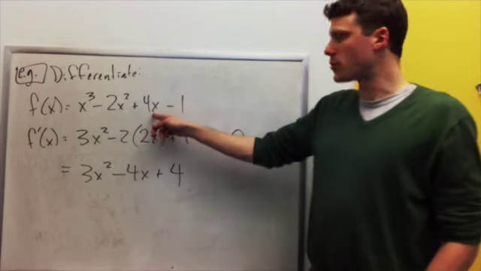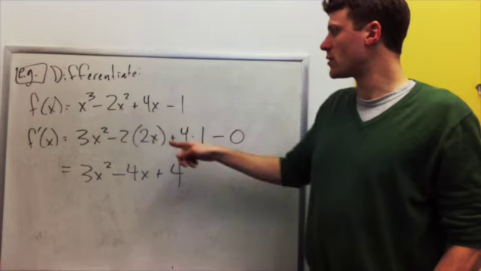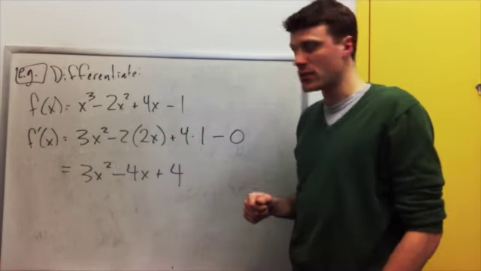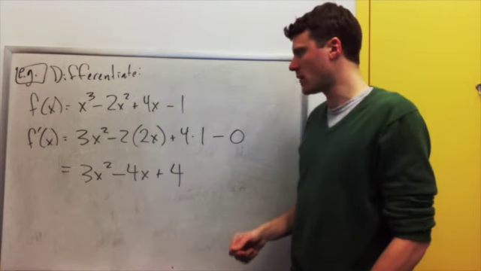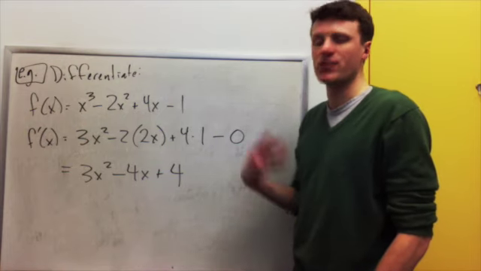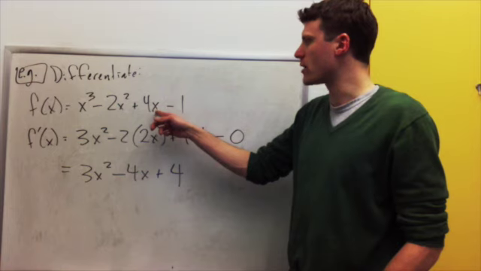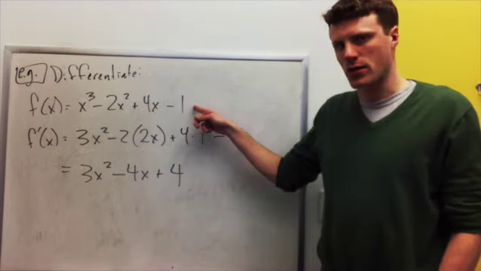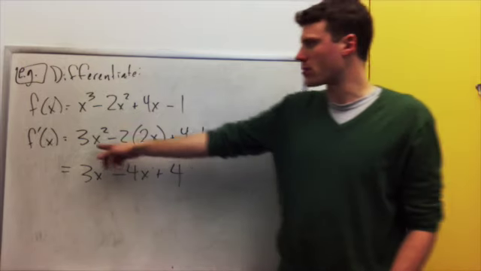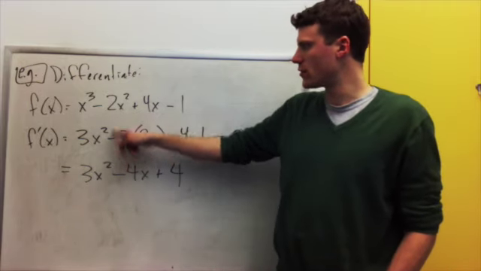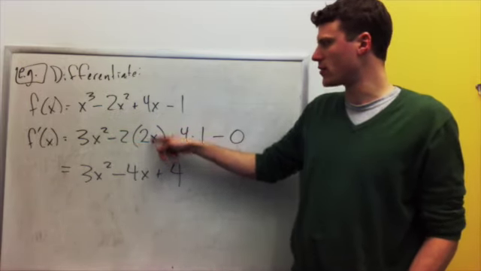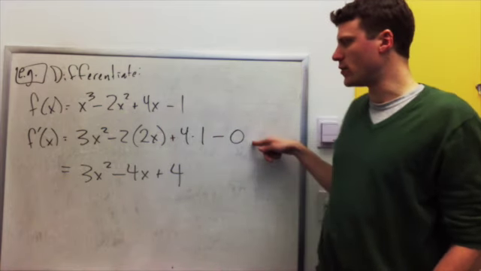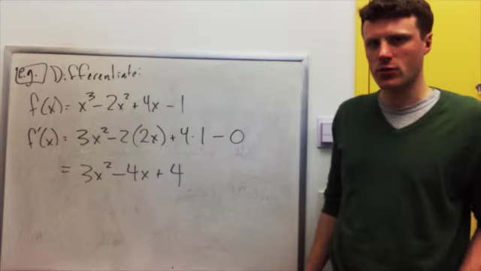Next, the derivative of 4x. Well, this is again a constant multiple, so I'll leave the 4 there. And then the derivative of x is 1. We already talked about the fact that the derivative of x is 1. It's the same thing as x to the 0. Anyways, so the derivative of x is 1, so I get 4 times 1. And finally, the derivative of a constant is 0. So 3x squared minus 2 times 2x plus 4 times 1 minus 0, which simplifies to 3x squared minus 4x plus 4.